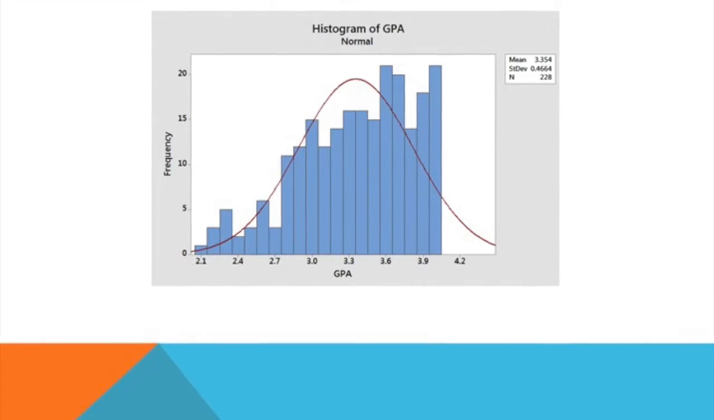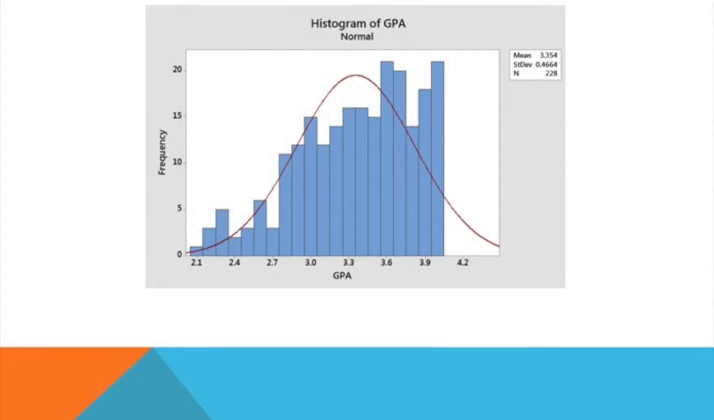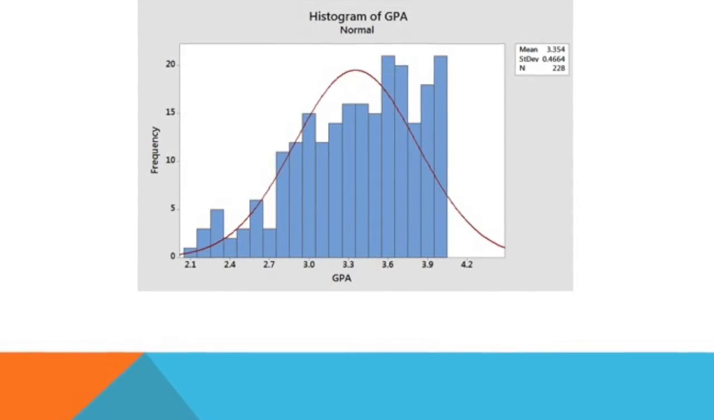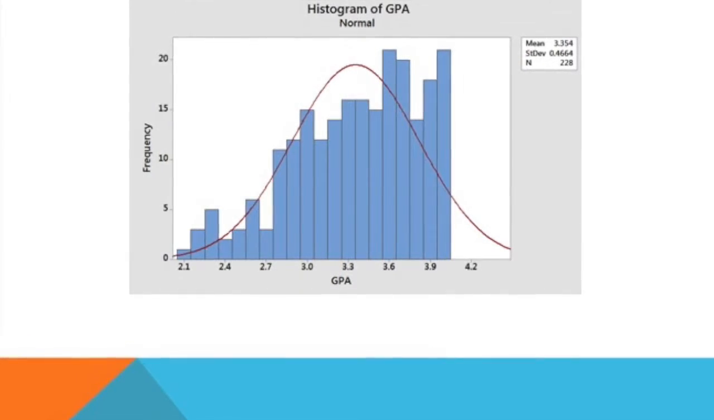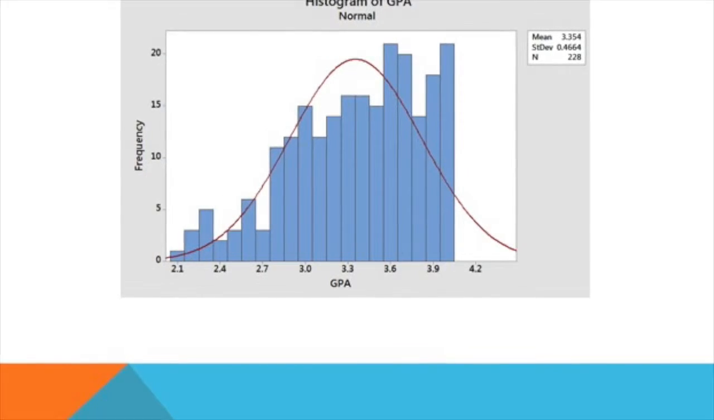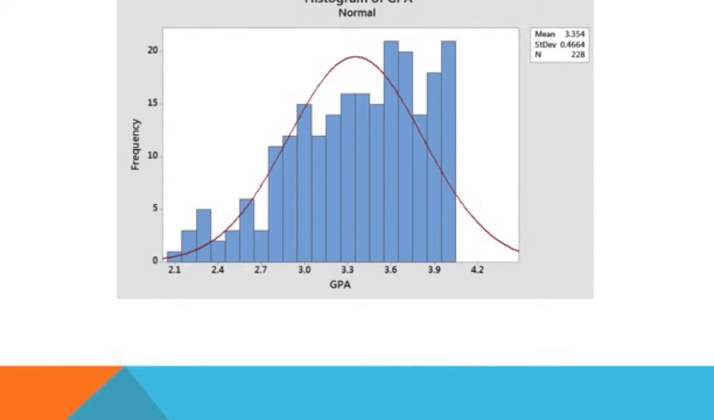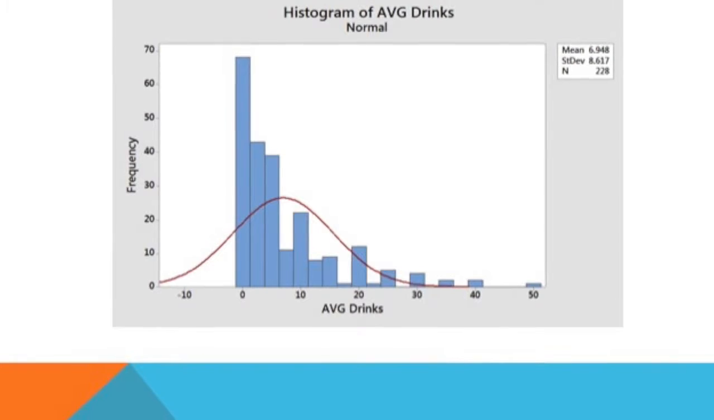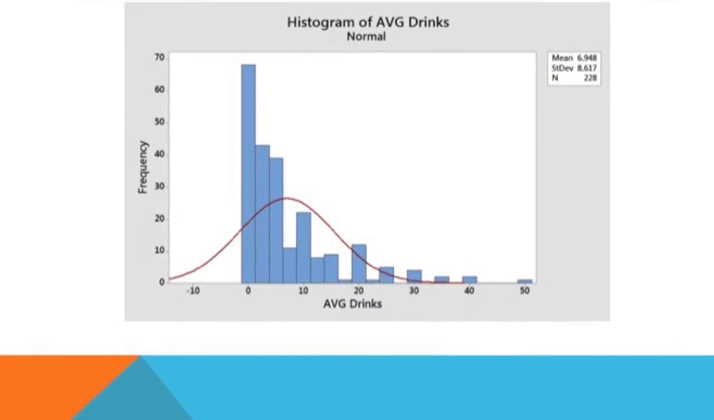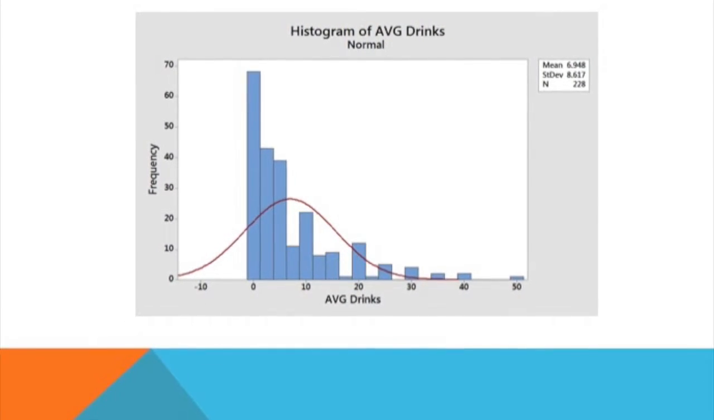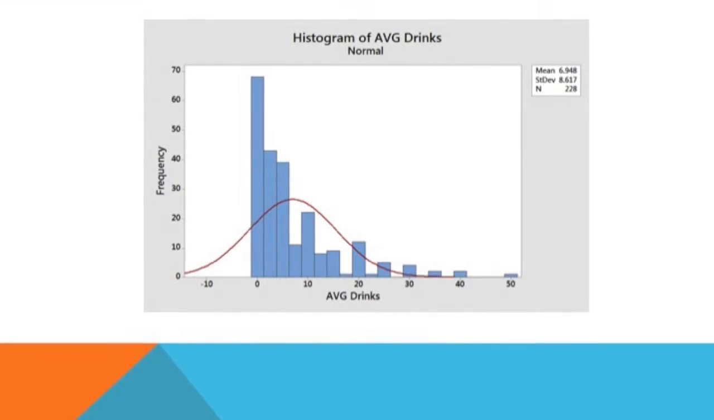So here we see a histogram of our data. We can see that the data is normally distributed for X. More than 80 people claim their GPA was higher than 3.5, which seemed very high to us. Here's a histogram of the average drinks. We can see that the average drinks falls between 1 and about 8 drinks. That's where we have most of our data.